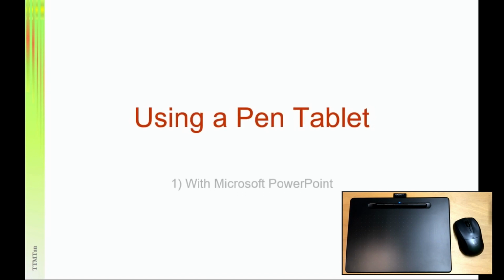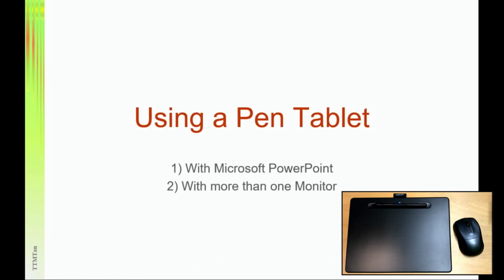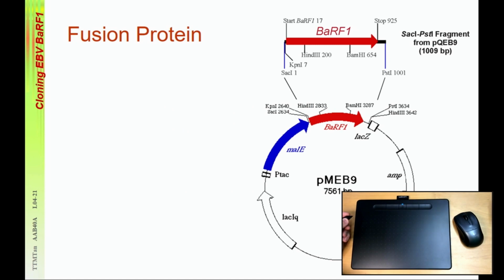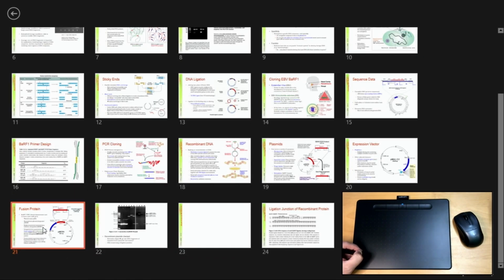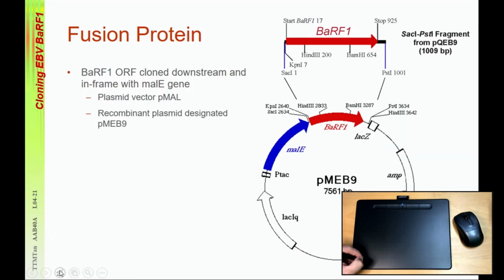Here's how you can use your pen tablet with your PowerPoint presentations, and possibly if you have more than one monitor. Some of the lesser known tools that are available during a PowerPoint presentation can actually be accessed when you move your mouse to the lower left-hand corner here. For example, you can jump to individual slides by choosing that icon there.